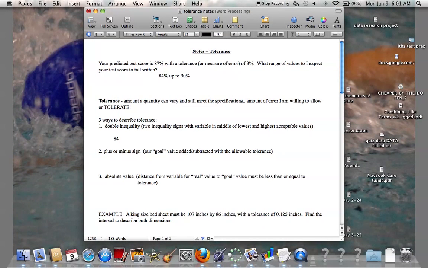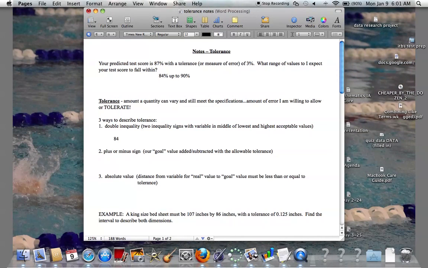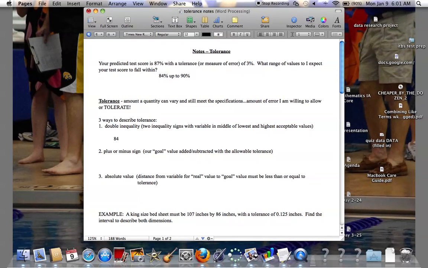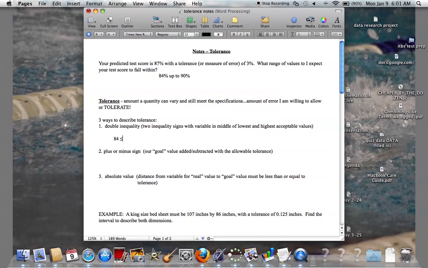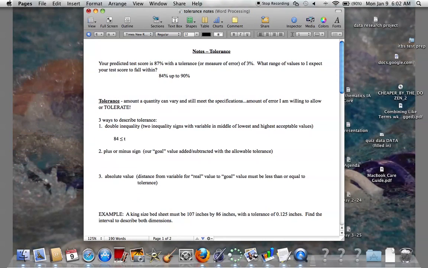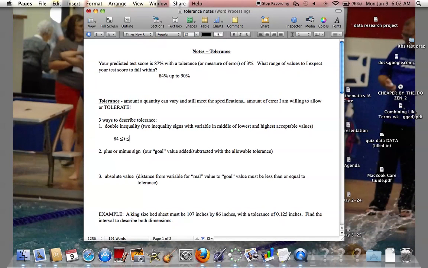84, that's the low value, and then we're going to use a less than or equal to sign. The shortcut on your computer to doing that is the option and then the less than or equal to sign, which is above the comma. So if you hit the option and then the comma key, which has the less than sign on it, you will get the less than or equal to sign. We put our test score in the middle, the actual test score that we get, which we don't know at this point, so we use a variable. And then we're going to do the option, comma key again to do the second less than or equal to sign. There's the double inequality.